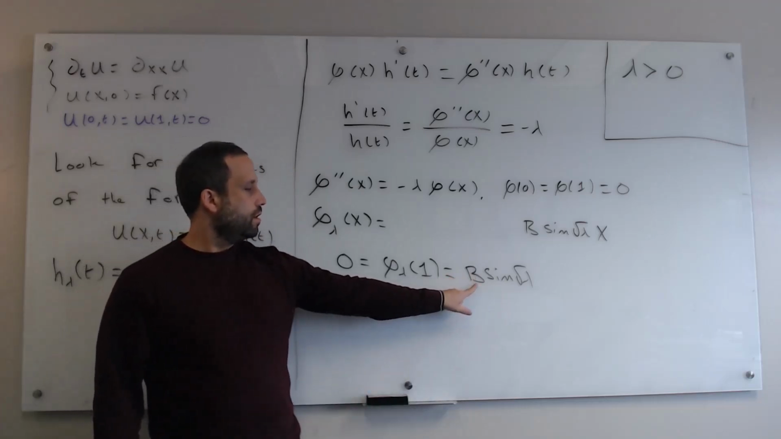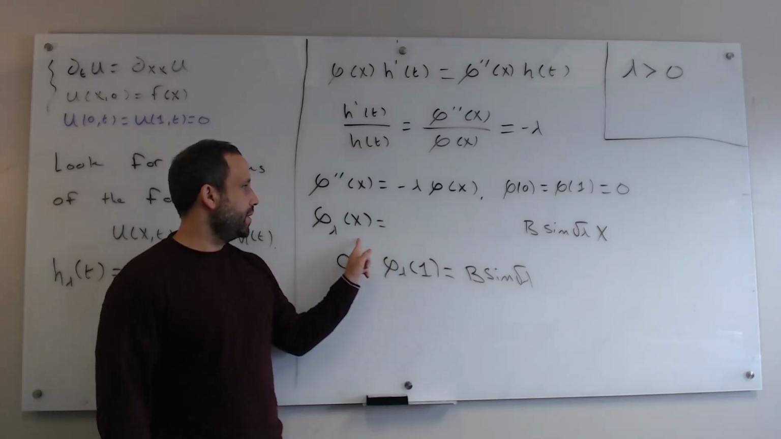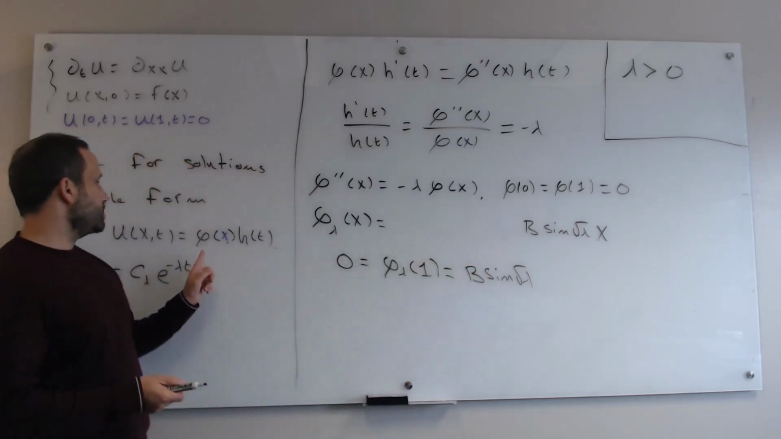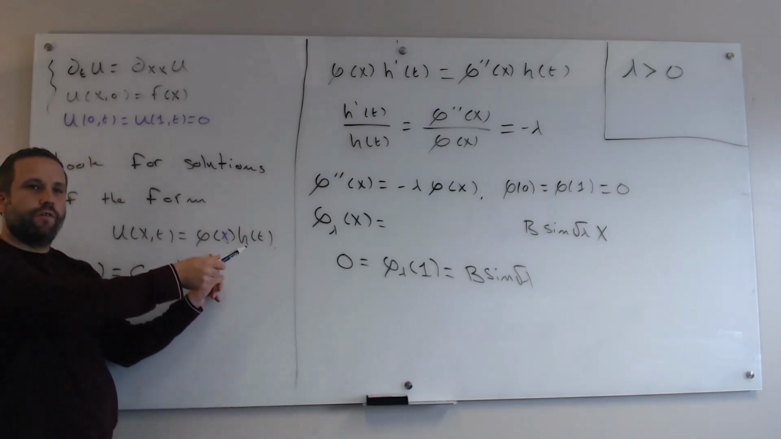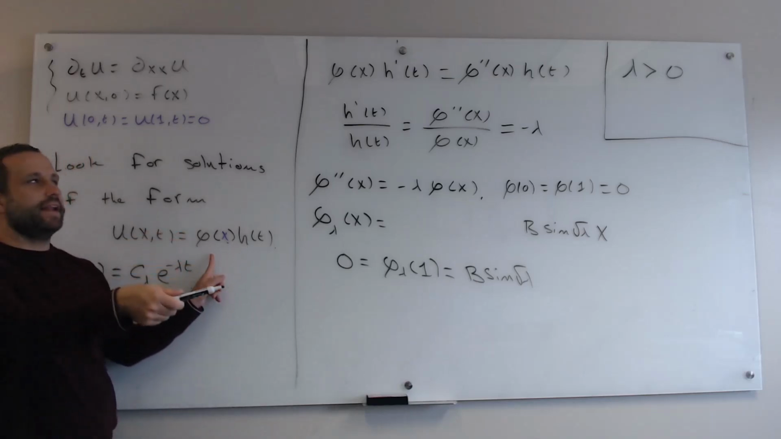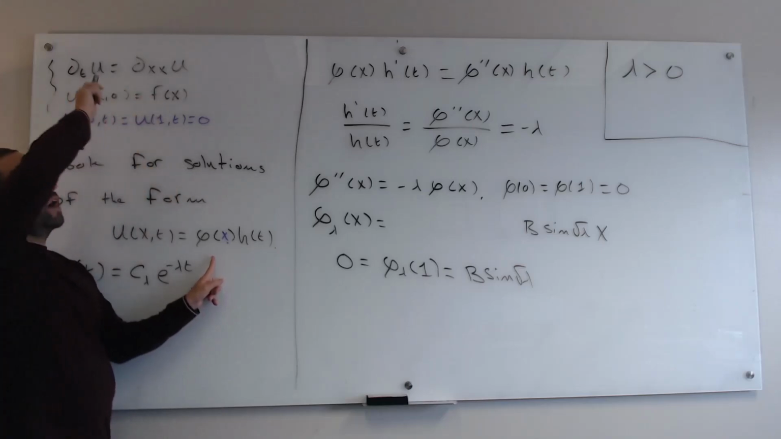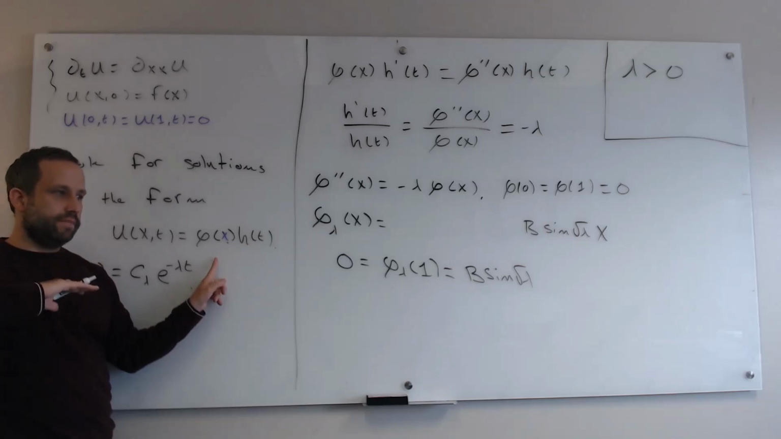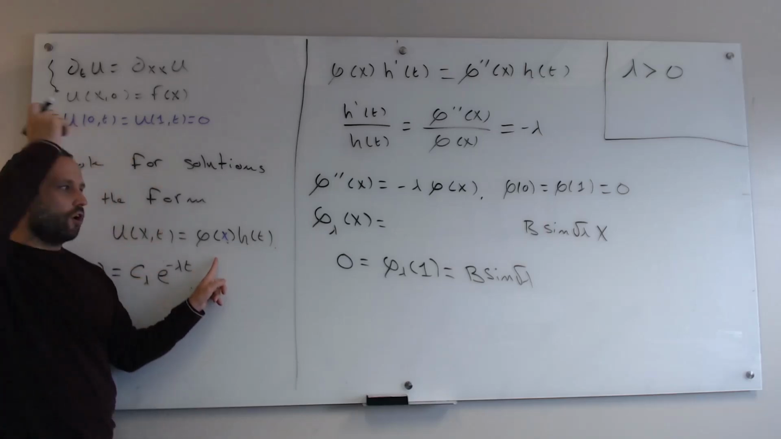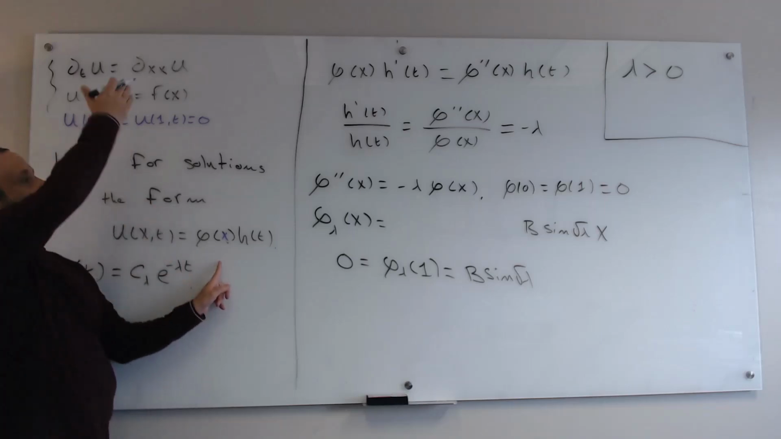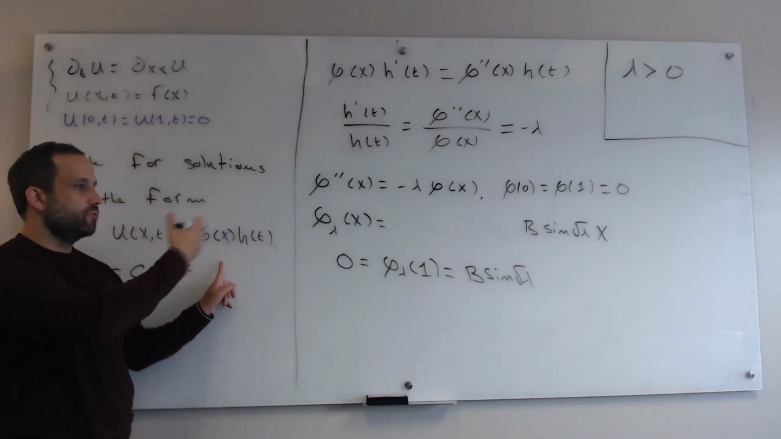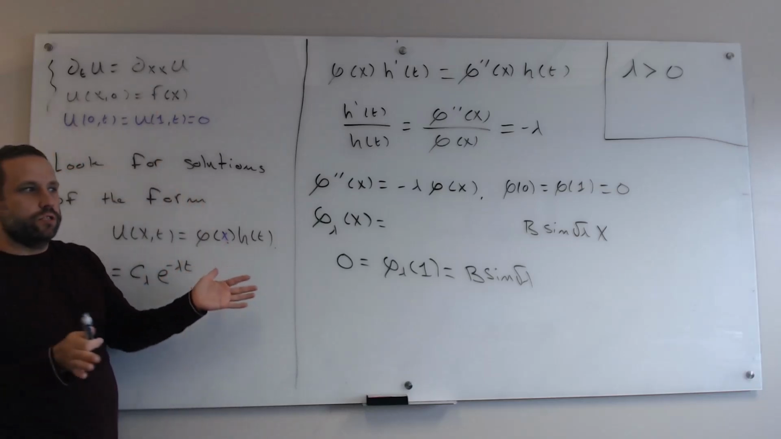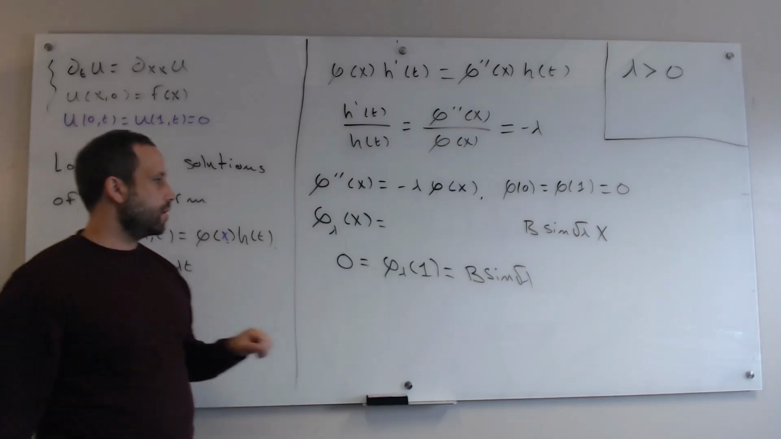So if b is 0, then it just means phi lambda is the 0 function, and we don't care about that, because if phi lambda is the 0 function, our solution is just the 0 function, and that's not really exciting. It's not going to satisfy this initial condition. So we don't want just the u of x,t equals 0 for all x and t solution, because it's not a very interesting solution, and we can't do anything with it. Now, if f of x is equal to 0, then that's going to be the solution. But aside from that, it's not something that we care about.